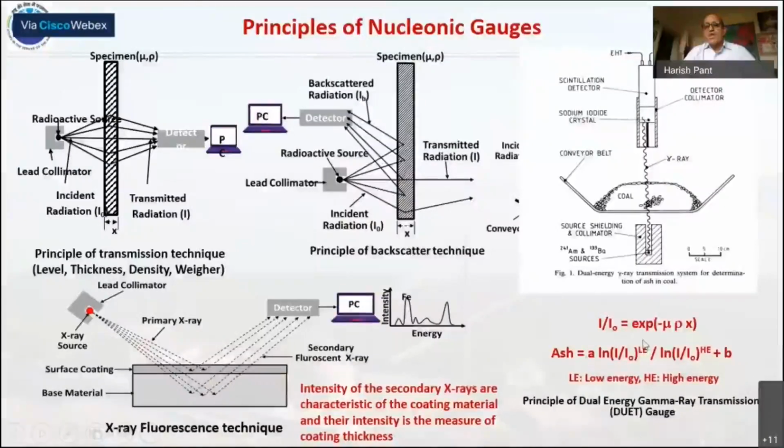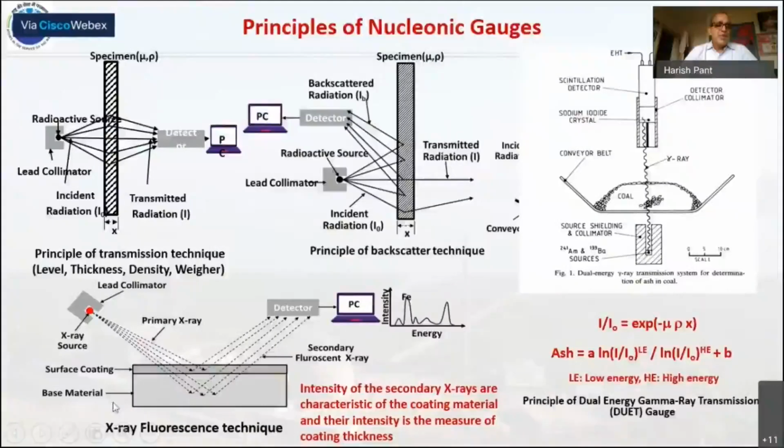And then taking the ratio of these two equations, one can find out the quantity of the S in the coal. So this is the principle of nucleonic gauges, the dual energy gamma ray transmission gauge.